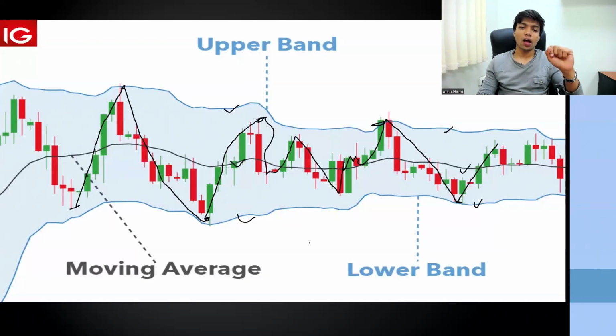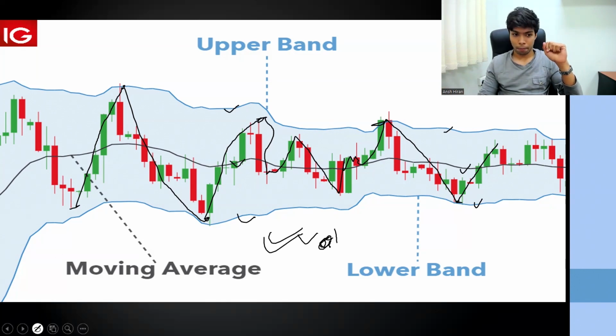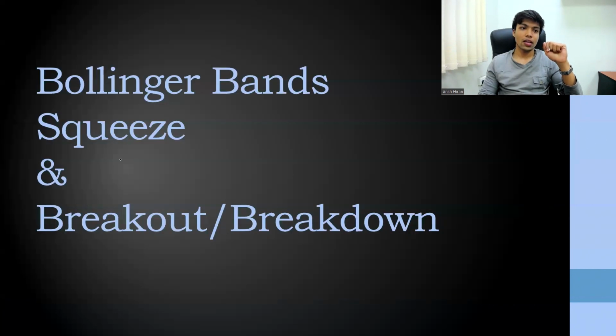These are also called volatility bands. Volatility. Remember the seven factors that we consider before trading? Price, pattern, volume, momentum, volatility, time, sentiment, and trend. So the volatility part will be covered by using the Bollinger Band only. Okay, let's talk about this.